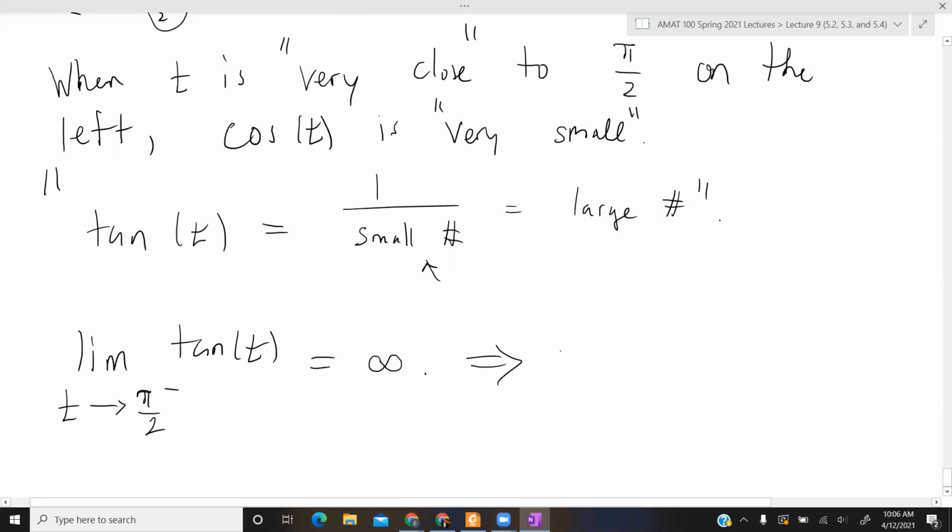So what this implies is that x equals pi over 2 is a vertical asymptote. The line that the graph of tan t approaches but never touches.